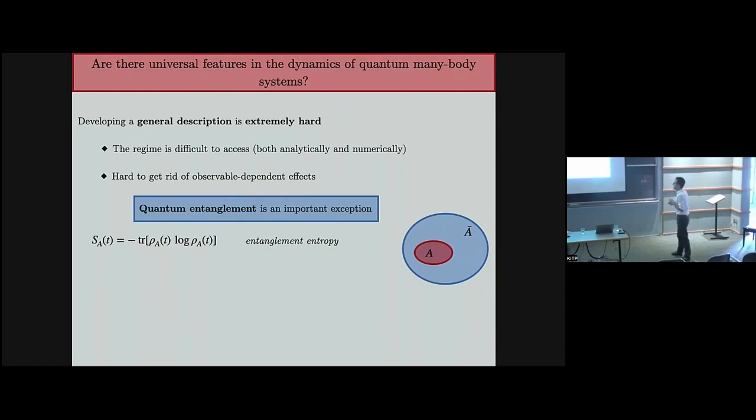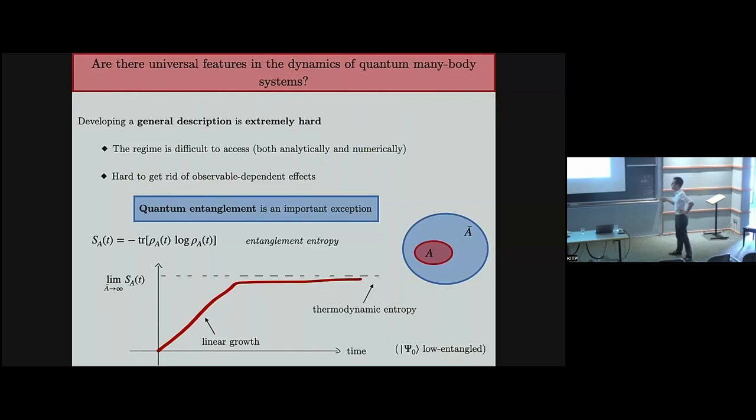To explain what I mean more precisely, we can look at this very simple example. Let's look at the evolution of this simple block A after a quantum quench, and in particular, the dynamics of the entanglement entropy, which is nothing but the von Neumann entropy of the reduced density matrix. Very generally, if we plot the evolution of this quantity after a quantum quench, where I take my initial state to be low entangled, then we will see essentially two main regimes. There will be an initial regime of linear growth of entanglement, followed by a regime in which the entanglement is gradually relaxing.